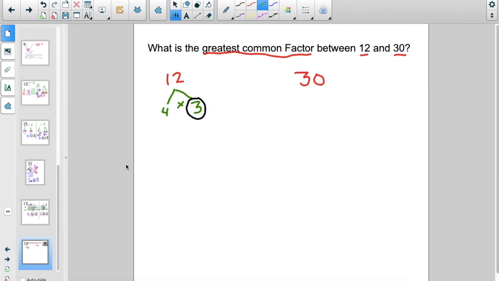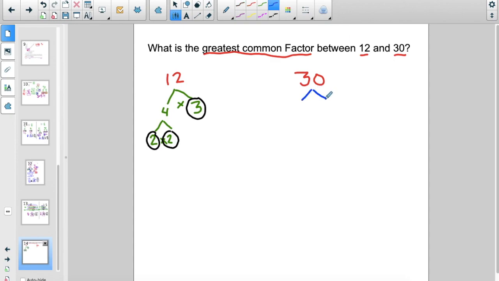Now because 4 is not prime, I have to break it down. So like I said before, 2 times 2 equals 4. And if you're thinking of your multiplication facts, the only way to get to 2 when multiplying is 1 times 2. So we know that 2 is also prime. All right, let's do 30.